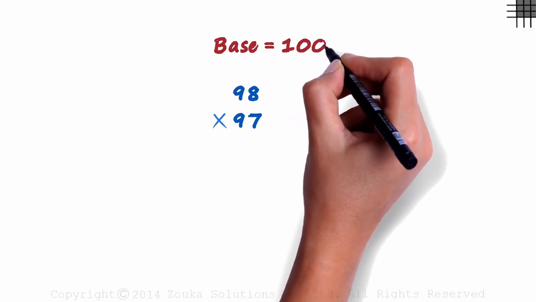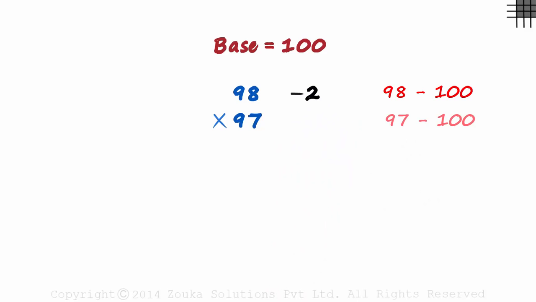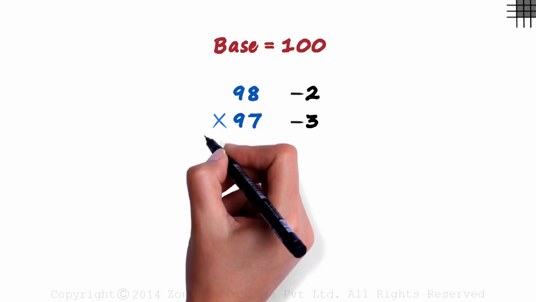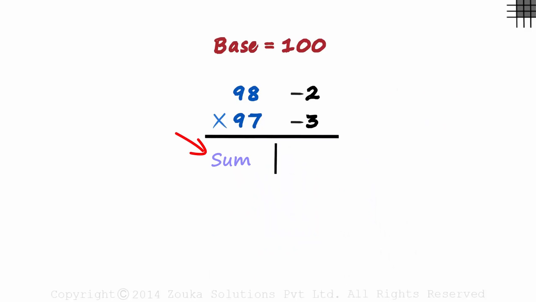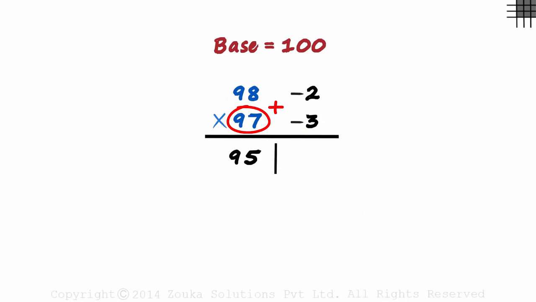Say we want to multiply 98 with 97. Both these numbers, as we can see, are close to 100. So the base is 100 here. 98 minus 100 is minus 2 and 97 minus 100 is minus 3. Then we make a partition. On the left we write the sum and on the right we write the product. 98 plus minus 3 is 95. Even 97 plus minus 2 will give us 95.